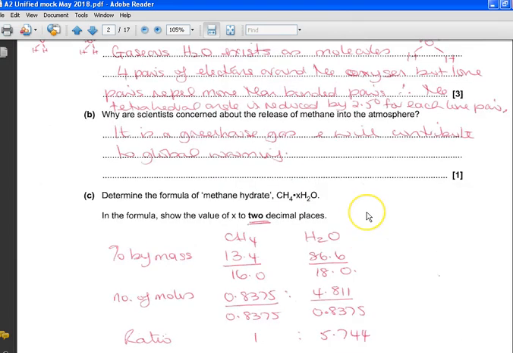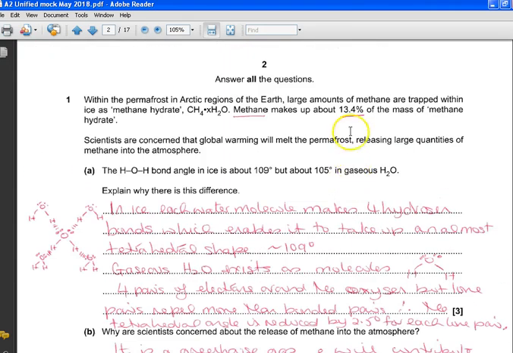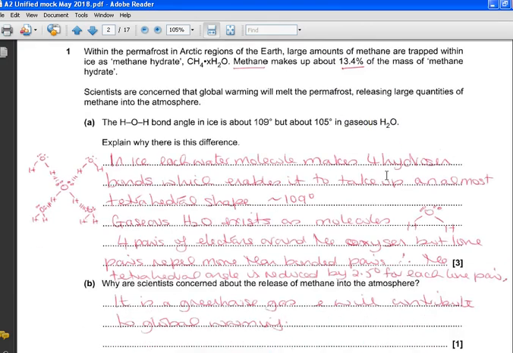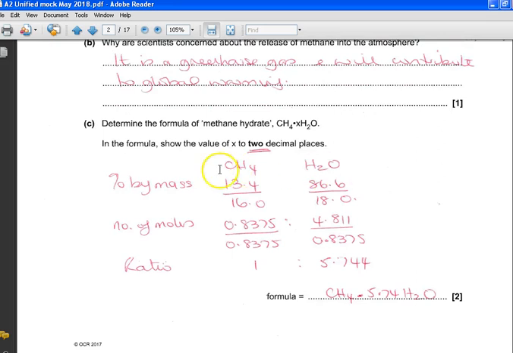So you're given the percentage up here: 13.4% of methane hydrate is made up of methane. So we can use that value. Obviously that means the other percentage is made up of water. So we find the number of moles, using percentage by mass. Find the number of moles of the 2, methane and water, divide by the smallest value, and that gives us 5.74 water molecules. Okay.